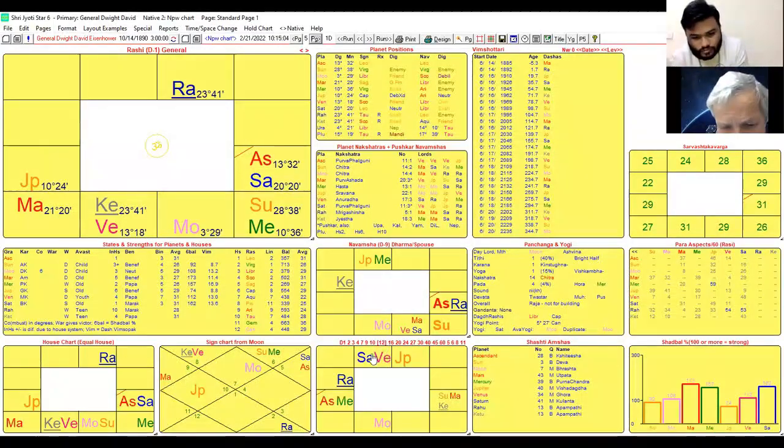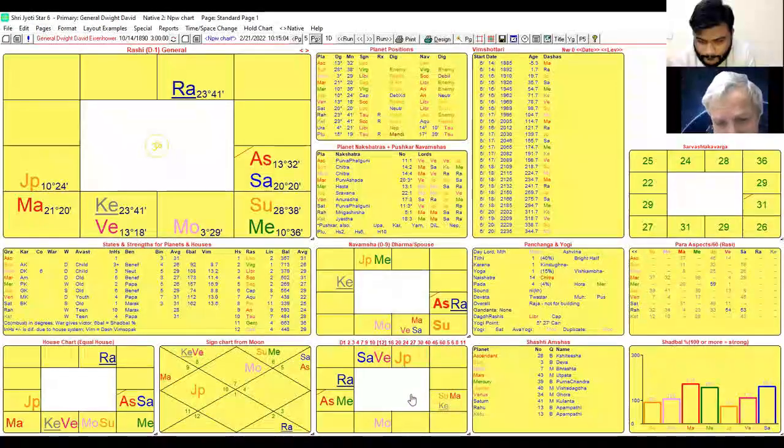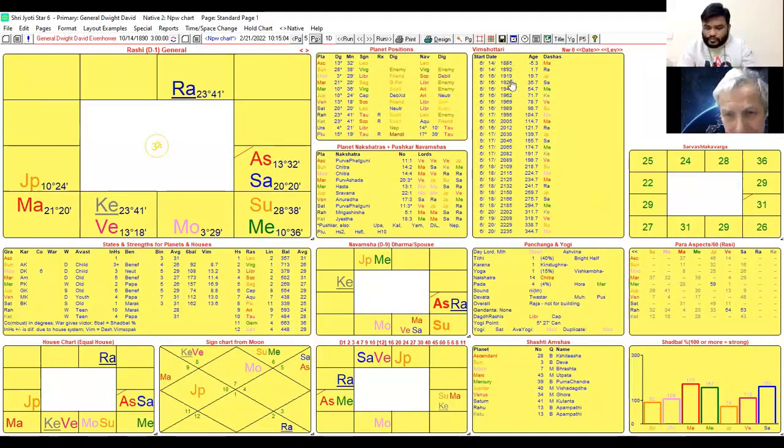D12 is debilitated. Now, this is interesting because one of the things about Eisenhower was he was the president in the United States when the United States started to change, especially in terms of civil rights and things like that. It was a slow change, but it started to change during his administration. So if we look at these charts just in isolation, you can see the Saturn Mahadasha is going to be important.